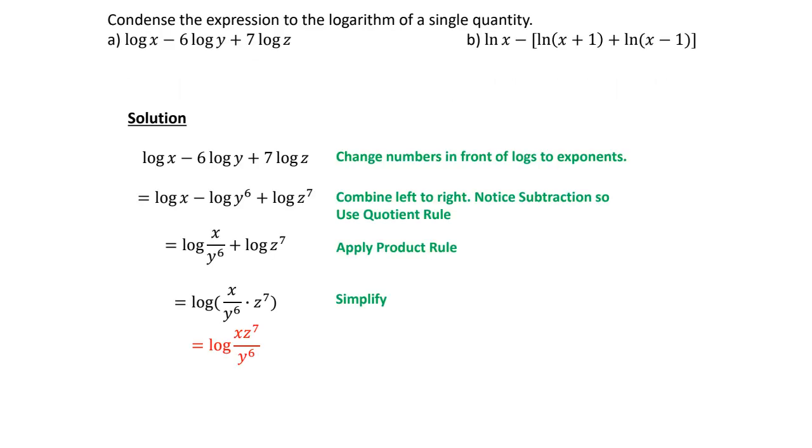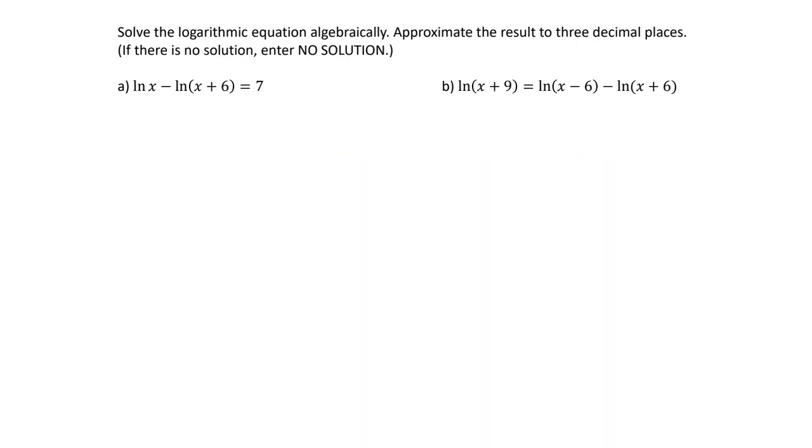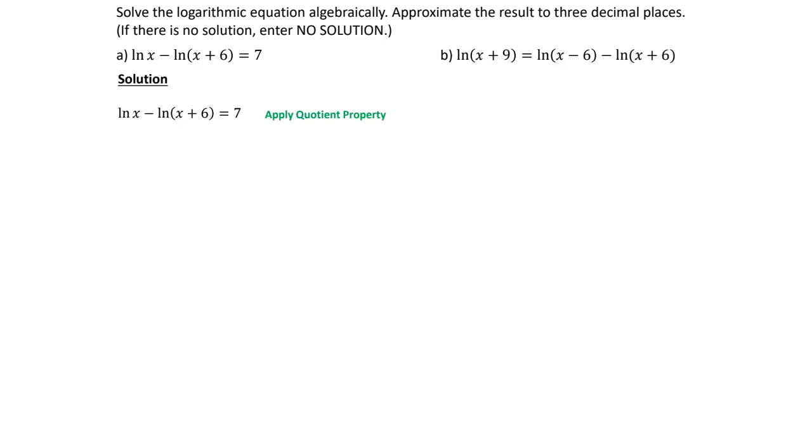Okay. Just for time purposes, since I only have 8 minutes, let's go ahead and try different ones using natural logs, right? So on solving. Okay. So let's solve for these equations, and the problem says approximate results to three decimal places. So let's do A. So for A, the first thing that I want to do is apply my quotient rule to condense the problem, to make my life easy.